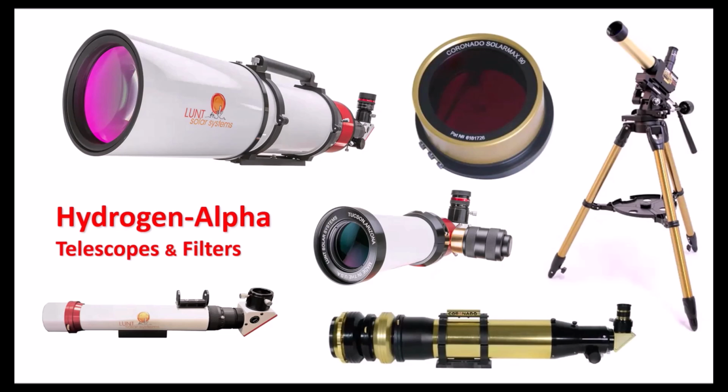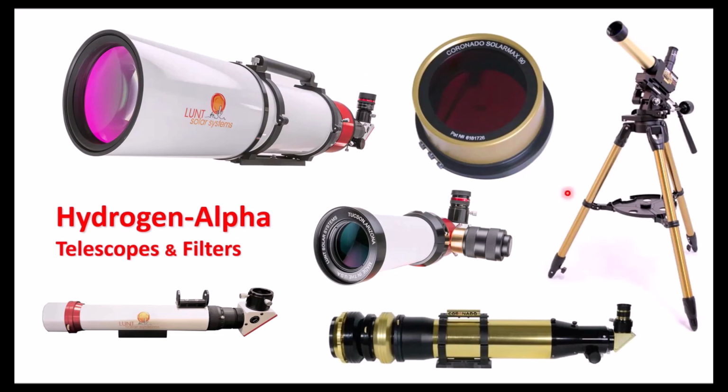And so hydrogen alpha telescopes from Lunt or Coronado, which is now owned by Orion, which was previously owned by Meade, but now Meade and Coronado are owned by Orion, they manufacture dedicated hydrogen alpha telescopes. There are also Daystar telescopes as well, but the ones I show here are from Coronado or from Lunt.